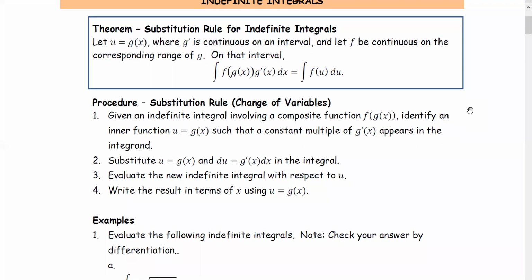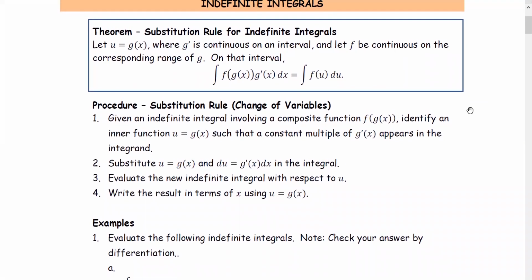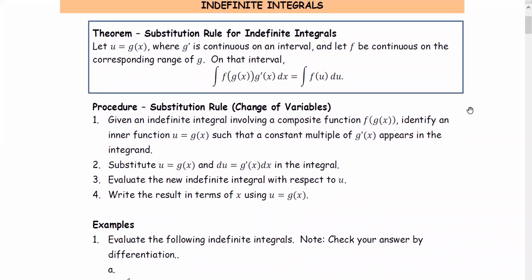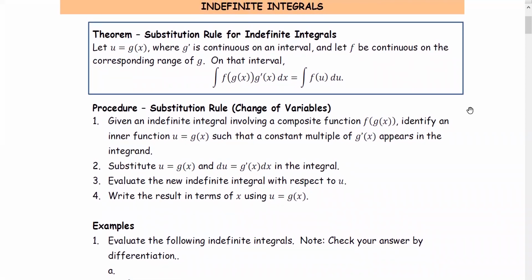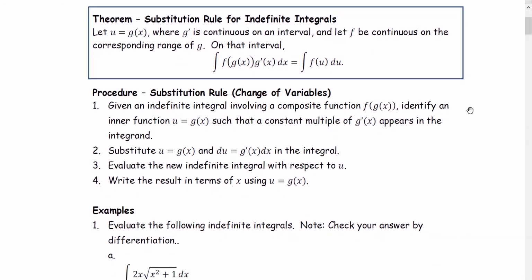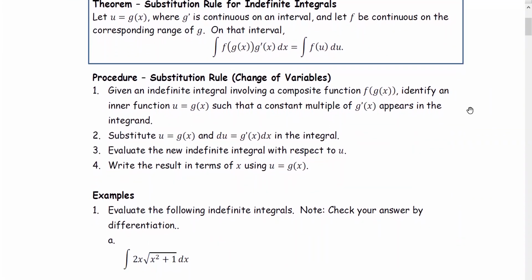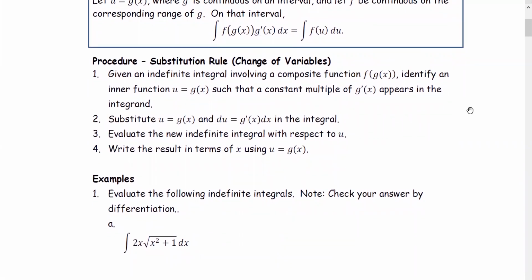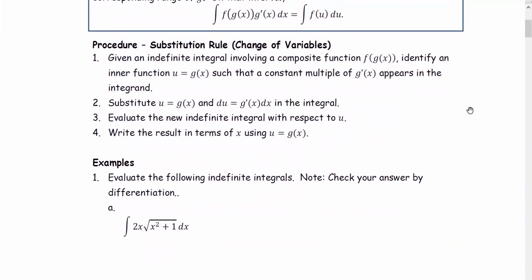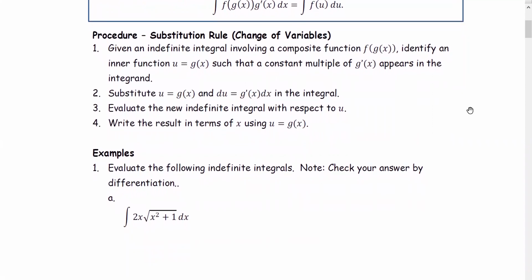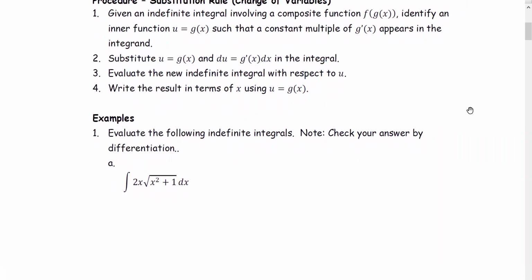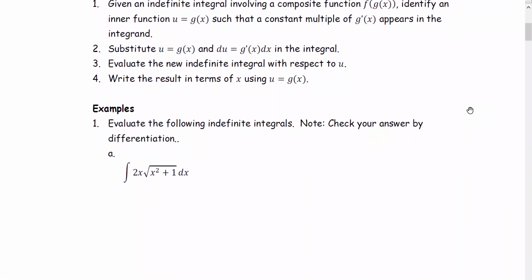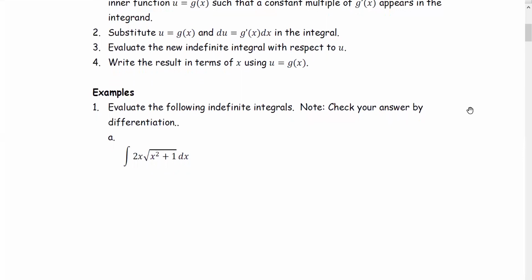And then we should see some form of the multiple of the function u and u prime, or g and g prime, appear in the integrand. Next, we will substitute u equals g of x and the differential du in the integral. Next, we will evaluate the new indefinite integral with respect to u. Lastly, we will write the result in terms of x using u equals g of x, and then we are done.